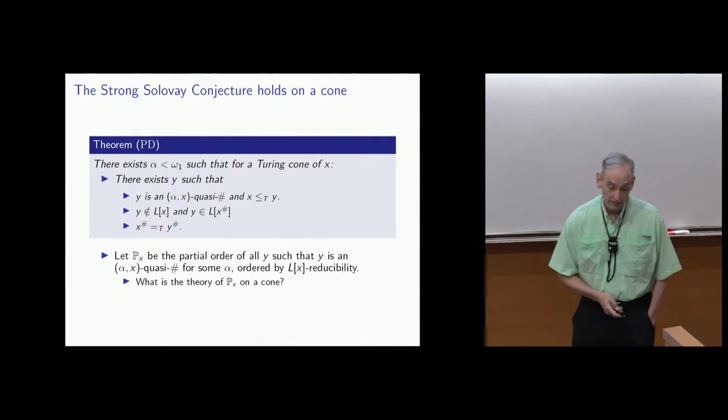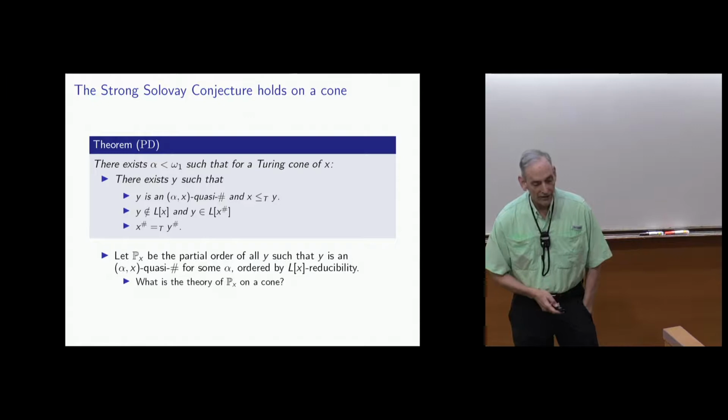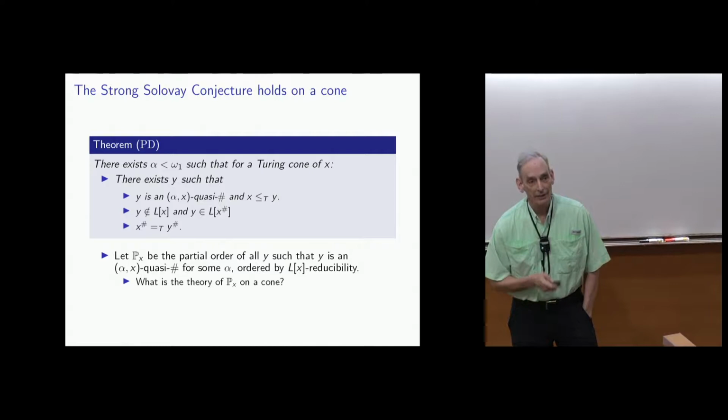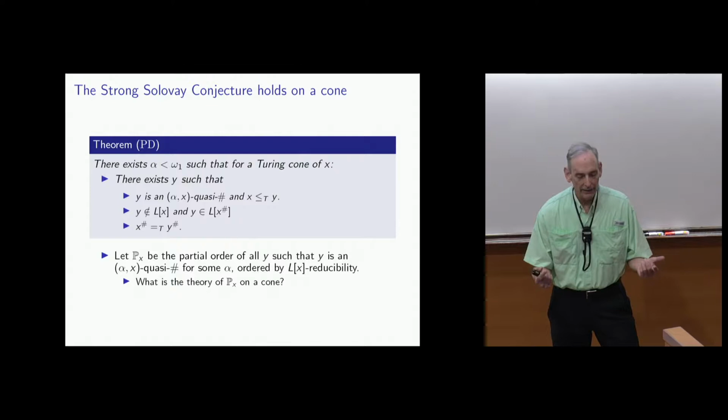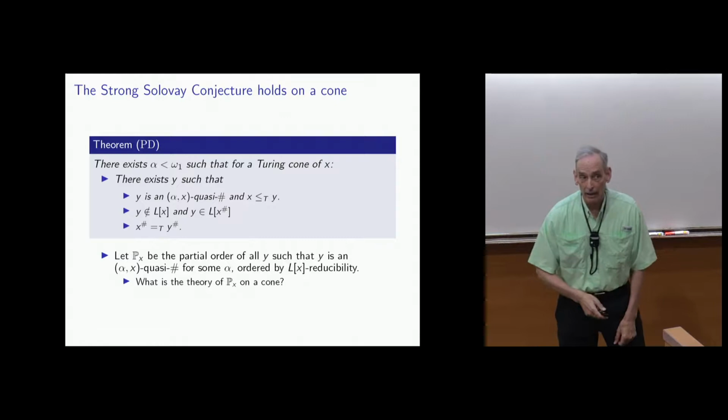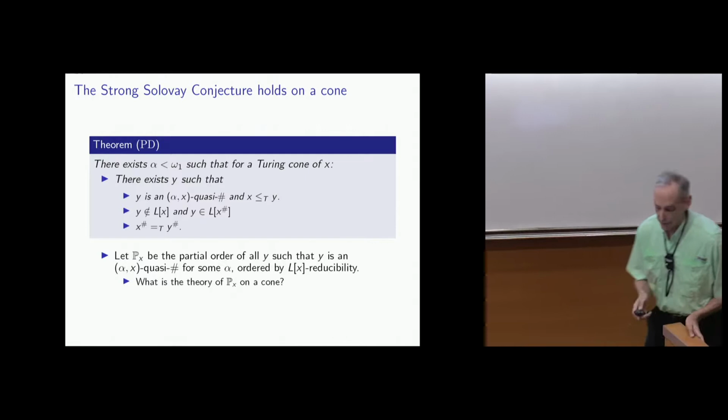I guess this proof also does not give you an omega quasi-sharp on a cone. It does enable you to fix the alpha, but not make alpha small. The other question you can ask, and the proof doesn't really give insight, it could be that the alpha x quasi-sharps are linearly ordered by L of x constructibility. Are there incomparable quasi-sharps? I don't know. So there are lots of questions there.